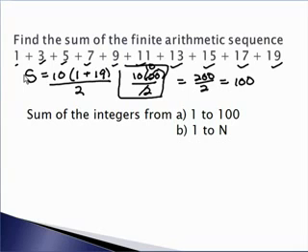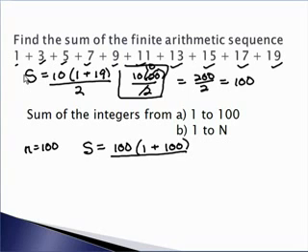Let's use that formula again then. We want to find the sum of the integers from 1 to 100. Well, if we're adding the integers from 1 to 100, how many numbers are there in that sequence? Well, there would be 100 of them. So the formula for the sum is 100 times the value of the first term, which is 1, plus the last term, which is 100, and then we want to divide that by 2. So we have 100 times, 1 plus 100 is 101.